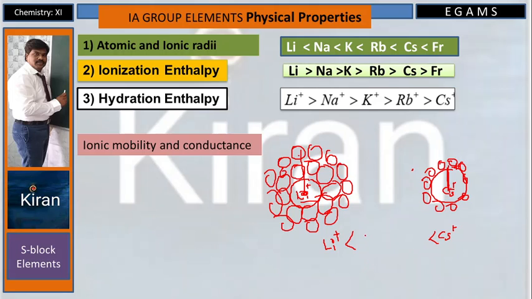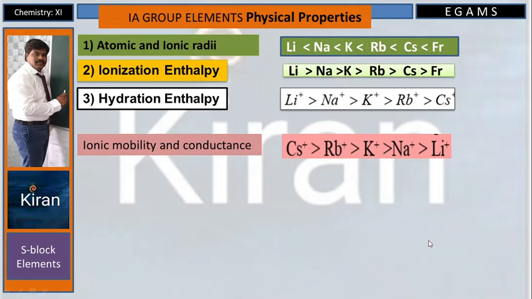Lithium, after that what will come? Sodium ion. Sodium, after that what will come? Potassium ion. Potassium, after that what will come? Rubidium ion. This is the mobility or the conductance. See here the order. Cesium is having more mobility, lithium is having less mobility.